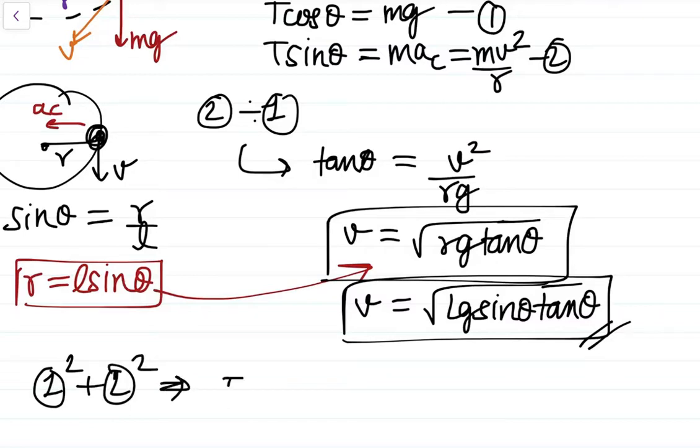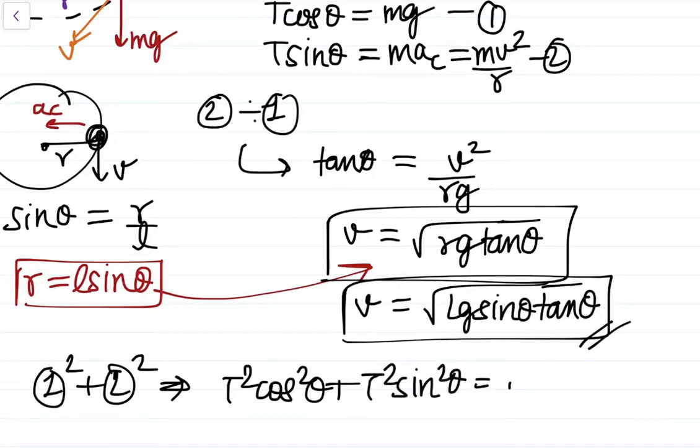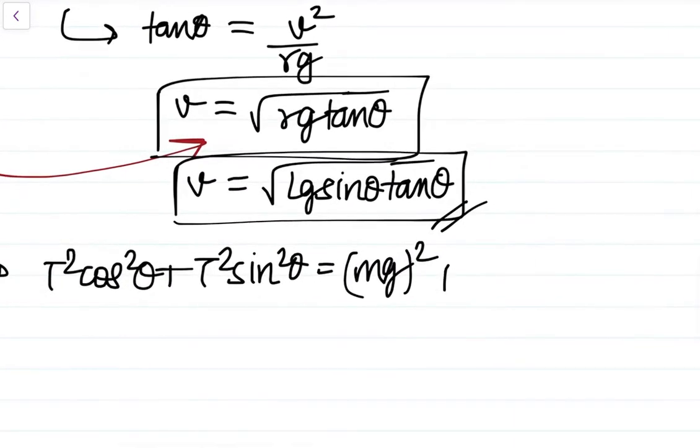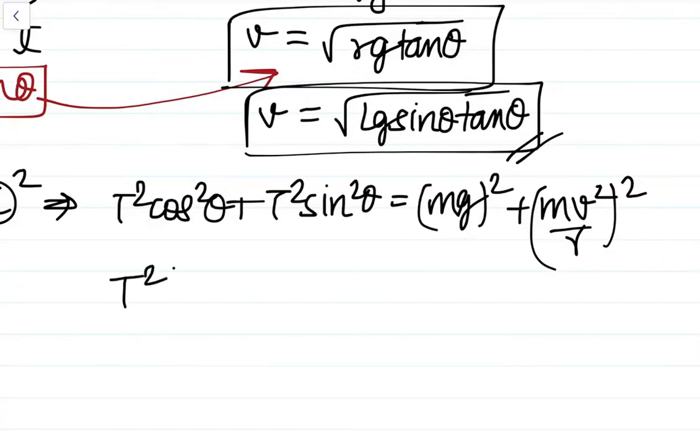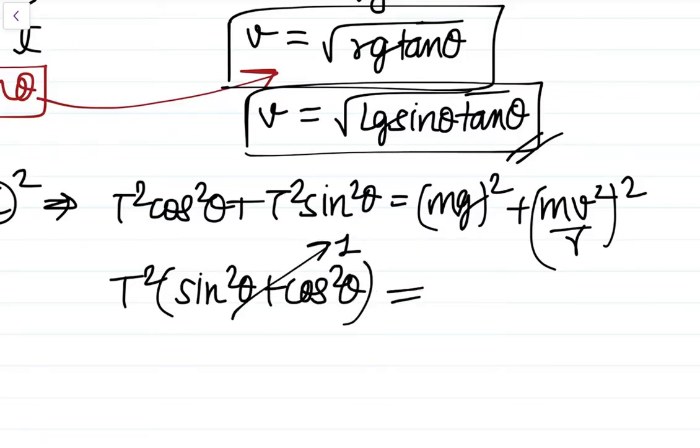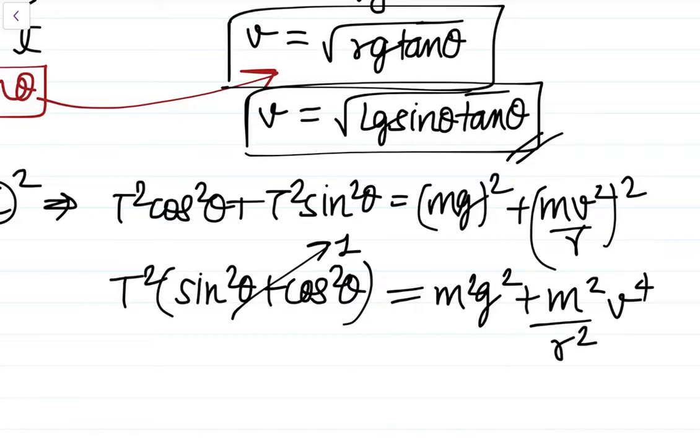So it will give us T squared cos squared theta plus T squared sin squared theta is equal to (mg) whole squared plus (m v squared by r) whole squared. Alright, so when we take the T squared common, it will remain sin squared theta plus cos squared theta, which is equal to 1. So we don't need to worry about that. This will be m squared g squared plus m squared v power 4 by r squared.